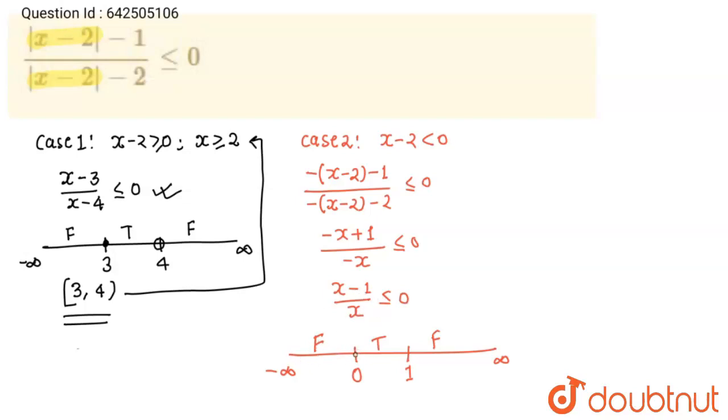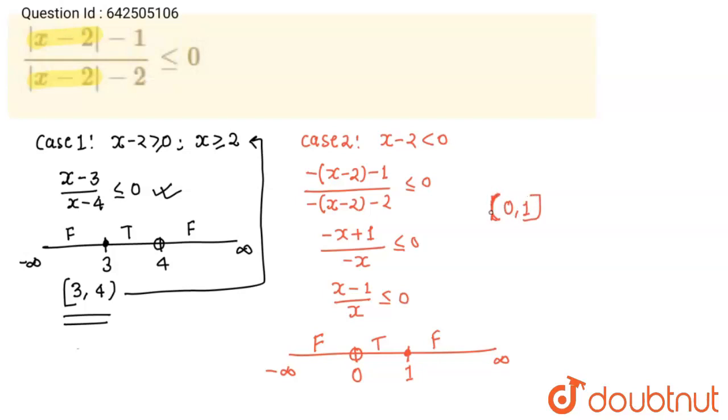Now I am going to check the border points. We can't take 0 because x is in the denominator. If we put 0 in place of x, this will tend to minus infinity. So at 0 this is an open bracket, and at 1 this is going to be a closed bracket, because at 1 the numerator will be 0 and the denominator will be 1. So 0 upon 1 will be 0, and 0 less than equals to 0 is true. So here the answer is open bracket 0 to 1.